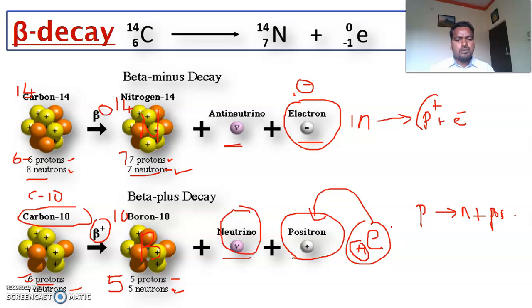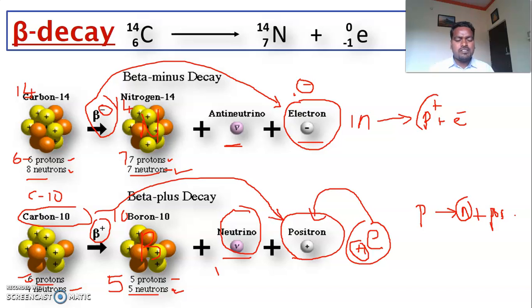So that's why the proton number is decreased, the atomic number decreases by 1 unit, and 1 neutron is increased. That's why this becomes 5. And in this case the mass number remains constant, because here 6 plus 4 is equal to 10, and here 5 plus 5 is equal to 10. That's why the mass number remains the same. So this is called beta decay. There are two kinds: one is beta minus and the other is beta plus. Beta minus is due to elimination of an electron, and beta plus is due to elimination of a positron.